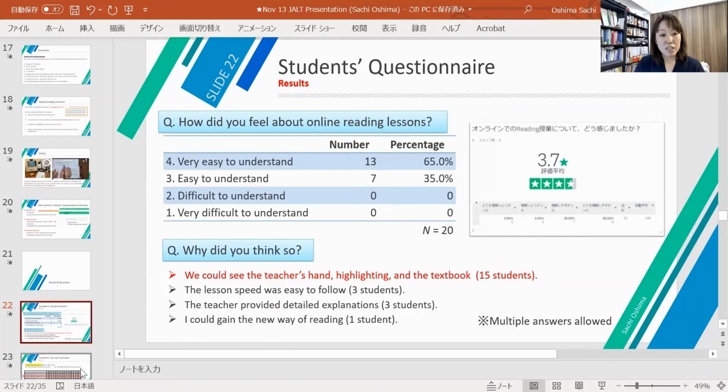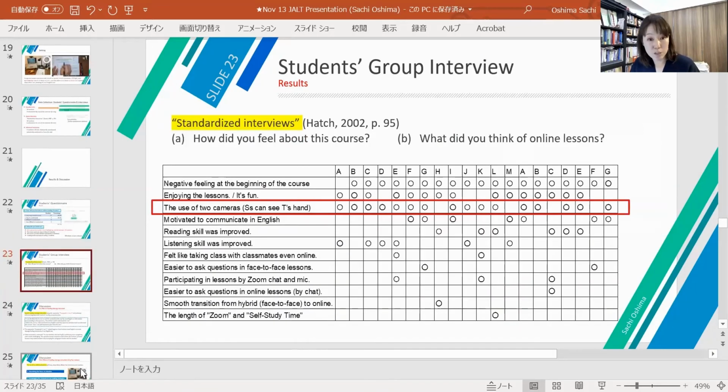Secondly, here is a result of the group interview. For gathering information from the group of students and eliciting their perception shown in common, I employed the method of standardized interviews. I asked each of the students the following two predetermined questions in Japanese. 1. How did you feel about this course? 2nd, what did you think of online lesson? So I asked two same questions to everybody and see the frequency of their answer.